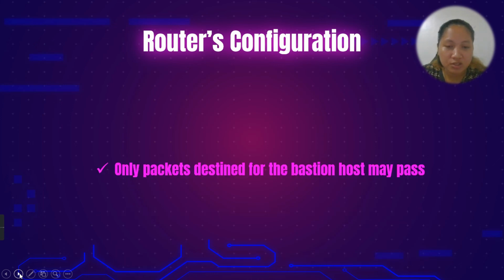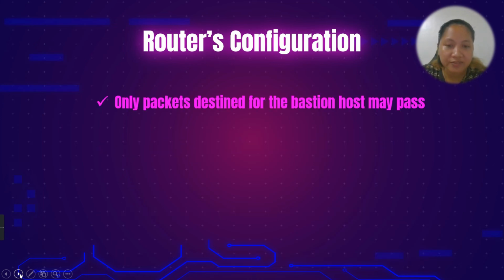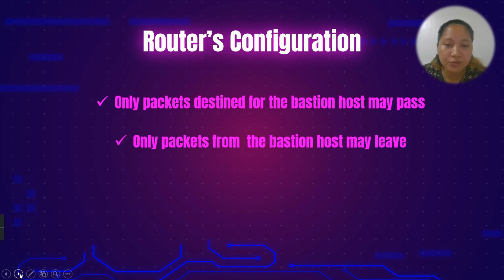Router configuration: only packets destined for the bastion host may pass, and only packets from the bastion host may leave. For instance, a packet filter router with a bastion host router configuration: only packets destined for the bastion host may pass, and only packets from the bastion host may leave. The bastion host performs authentication and proxy functions, so the internal network is protected by the two systems. It also allows for flexibility.